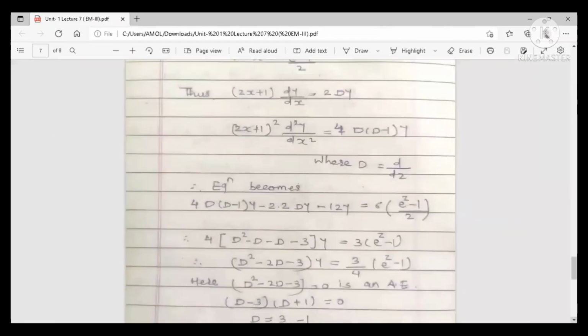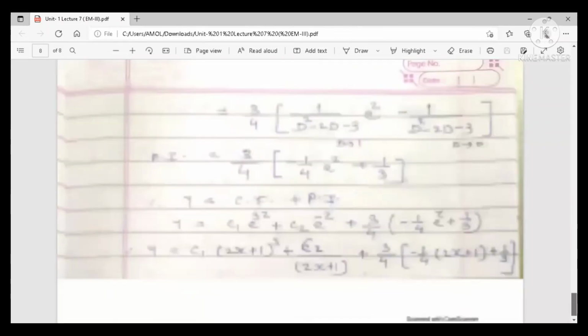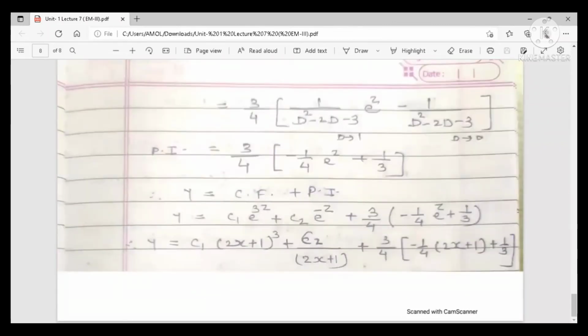So this is the topic, equations reducible to LDE. We have discussed two particular differential equations, Cauchy's equation and Legendre's equation. And so this topic is over here. Thank you.